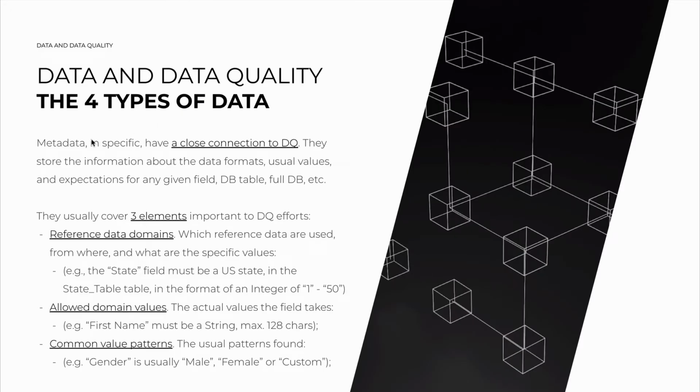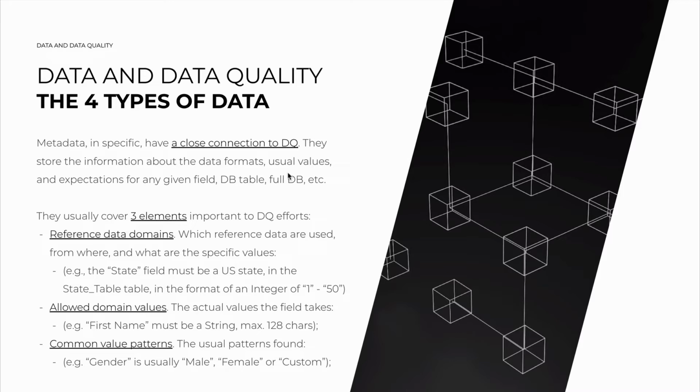Please notice that metadata in specific have a close connection to data quality, because remember, they store the information about the data formats, the usual values, and the expectations for any given field, or any database table, or any full database. A simple example is the following. You have a temperature field which should have integer values from 0 to 100 Fahrenheit. You will only know that if the rule is defined. So both the field format and the rule must be documented in metadata, and that's just for starters. Otherwise, you will be looking at temperature values and have no idea what they even mean.